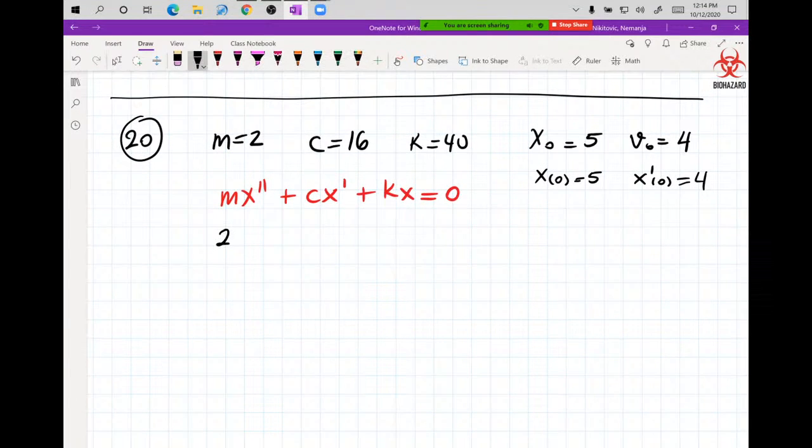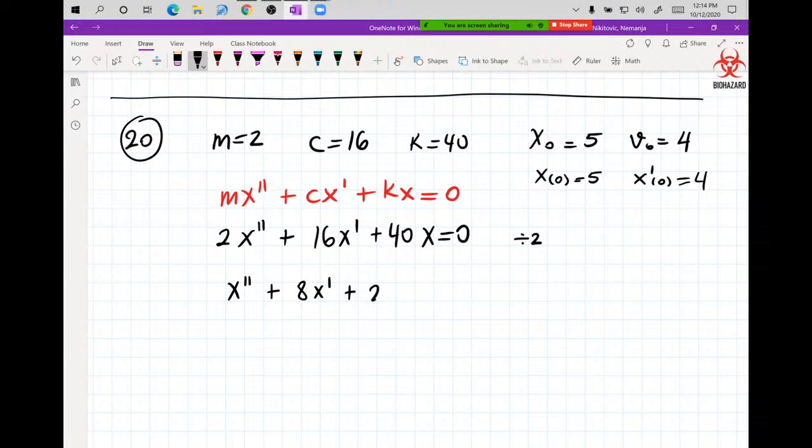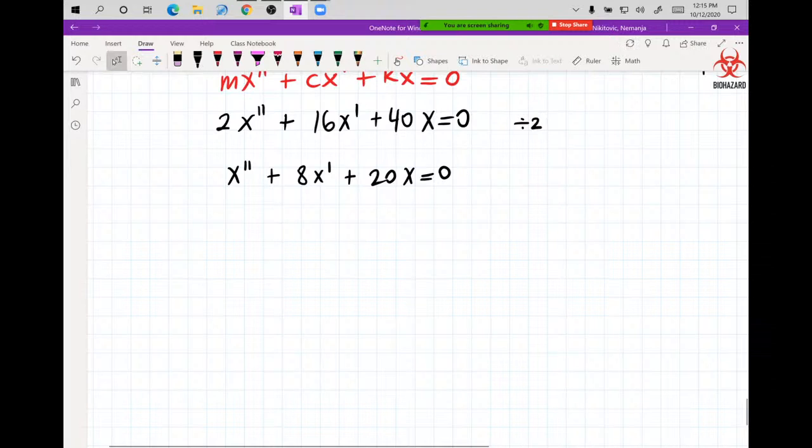So we have 2x double prime plus 16x prime plus 40x equals 0. Divide everywhere by 2 gives me x double prime plus 8x prime plus 20x equals 0, which further gives me r squared, to do the pirate voice a little bit, plus 8r plus 20 equals 0.